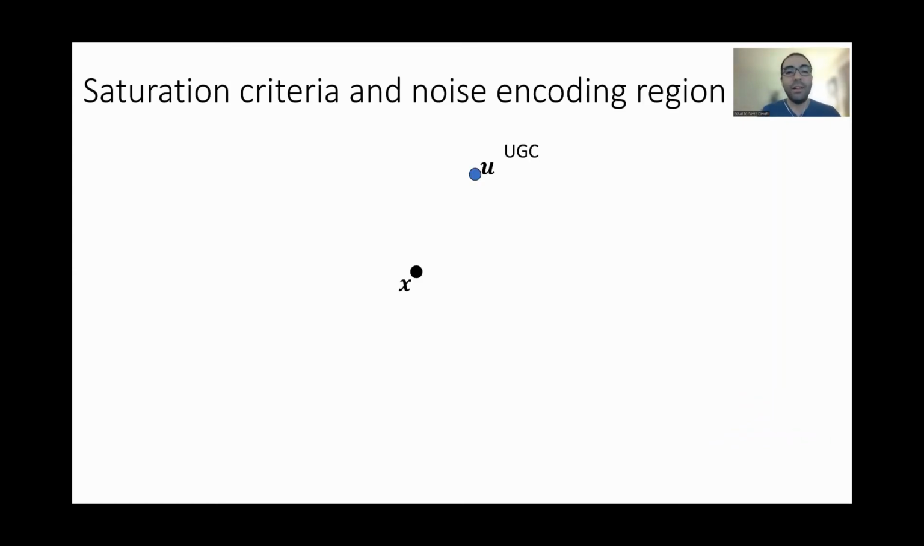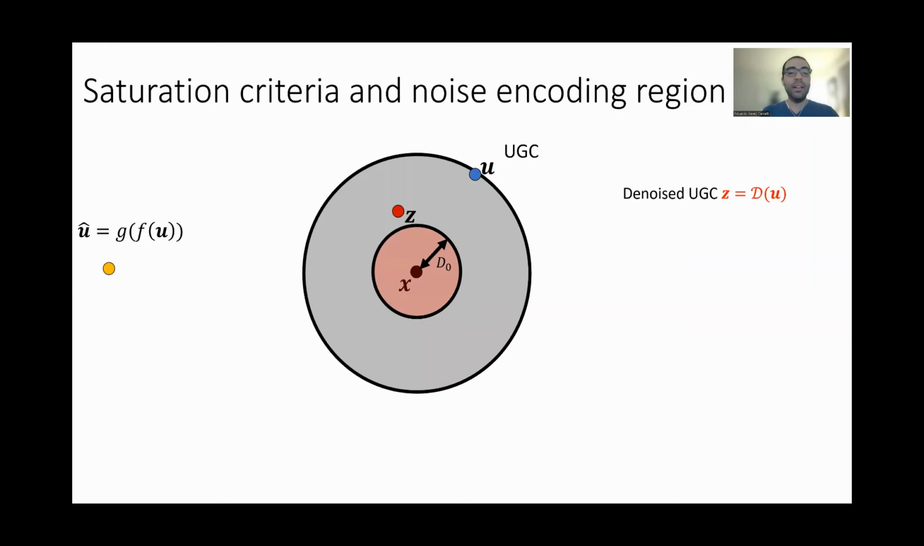Now I'm going to describe a little bit about our saturation criteria. So let X be the pristine signal and U be the UGC signal. There is this region that we cannot approach because it's within the error of the optimal estimator. So the denoised UGC is going to be outside of this region. And let's say U hat is a low bitrate encoding of the UGC. So as we increase the rate, the encoded UGC will approach U, right? But we don't want to increase the bitrate until we reach that point.